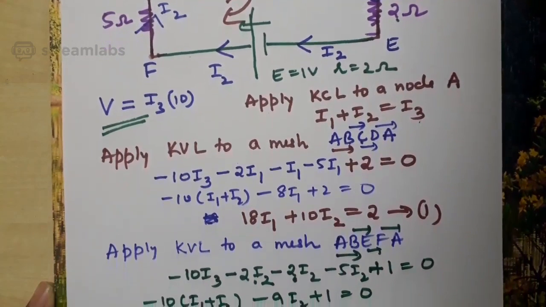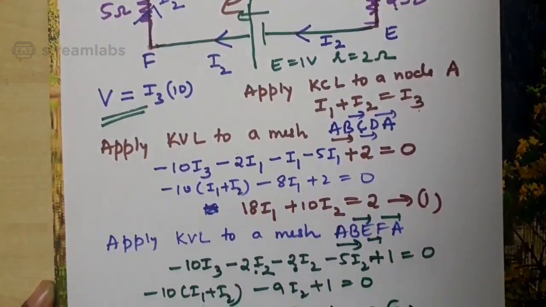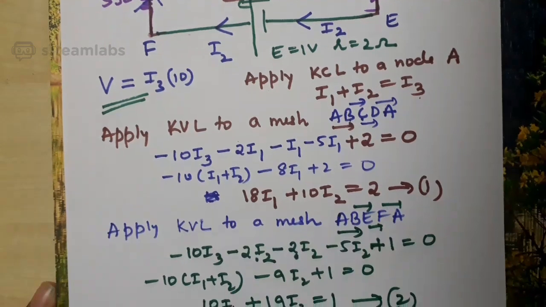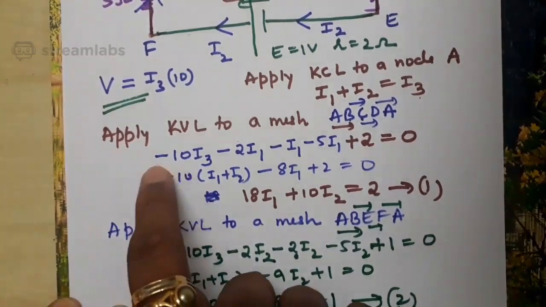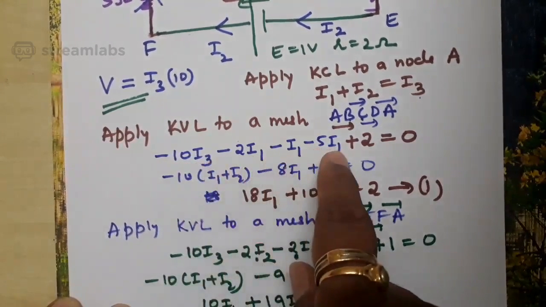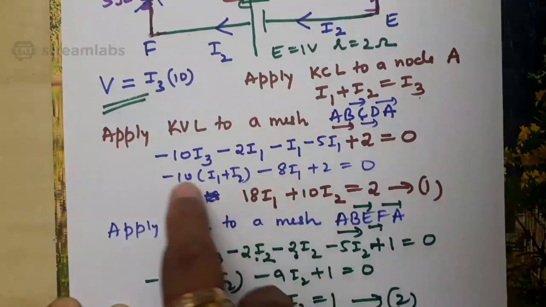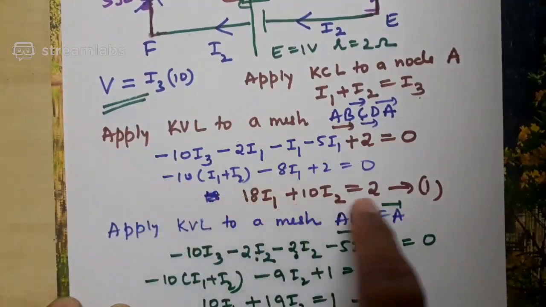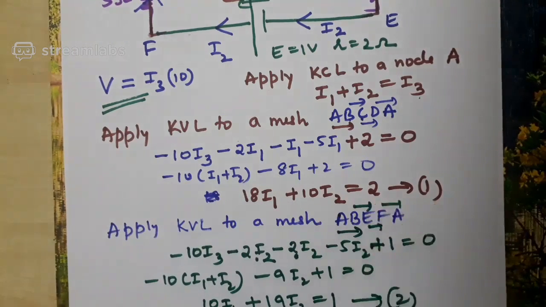Copy it fast. Applying KCL to a node, I1 plus I2 is equal to I3. Applying KVL to a mesh, A, B, C, D, A: minus 10 I3, minus 2 I1, minus I1, minus 5 I1 plus 2 is equal to 0. So when you simplify it, cross check later, 18 I1 plus 10 I2 is equal to 2, equation 1.